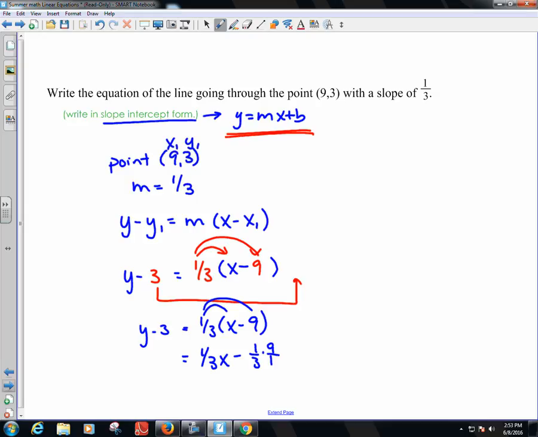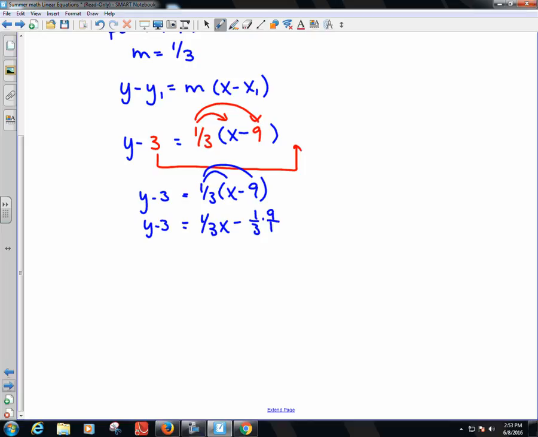Well, it might be easier for me to set that up like that, and I can say, okay, well, this goes into there 3 times, so I end up with 1 times 3 over 1 times 1. So it's y minus 3 equals 1/3 x minus 3. Okay, now I need to move this 3 over to the other side. So I'm going to add 3 here, and I'm going to add 3 here.